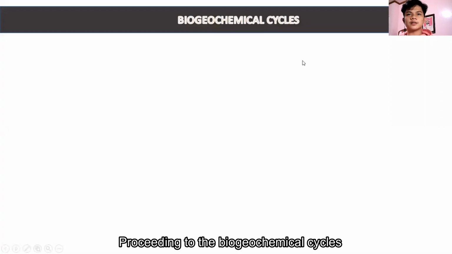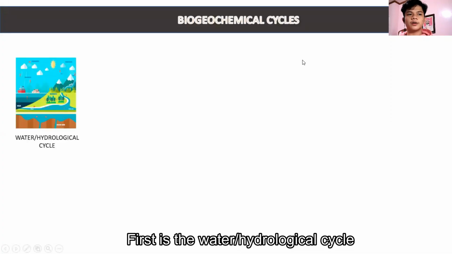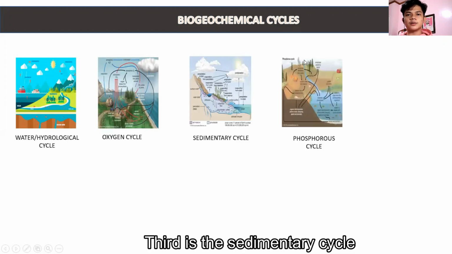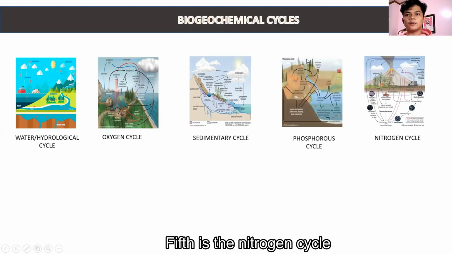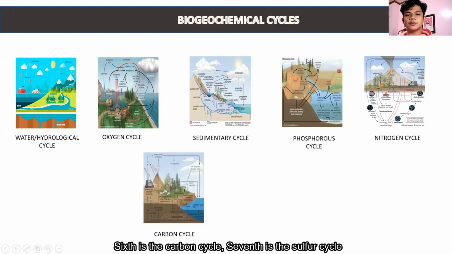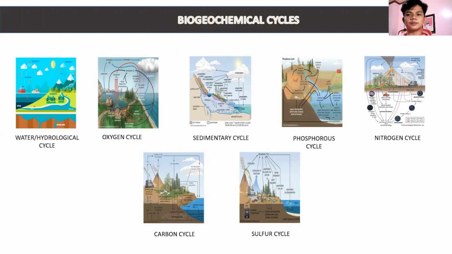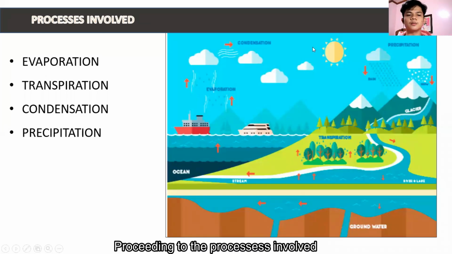Proceeding to the biogeochemical cycles. First is the water or hydrological cycle, second is the oxygen cycle, third is the sedimentary cycle, fourth is the phosphorus cycle, fifth is the nitrogen cycle, sixth is the carbon cycle, seventh is the sulfur cycle. We are just focusing on the water or hydrological cycle. Proceeding to the processes involved.